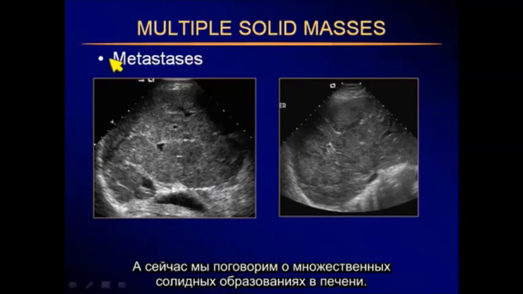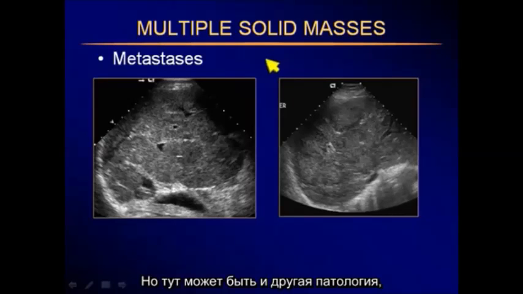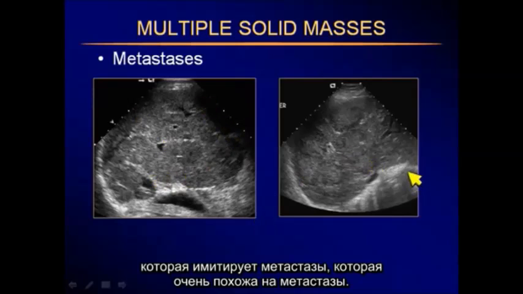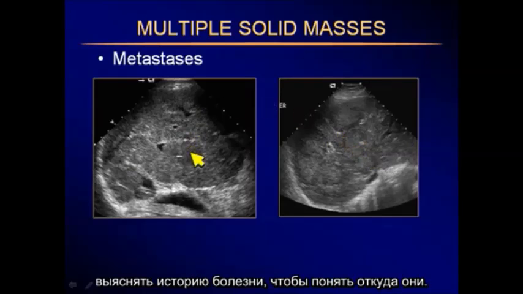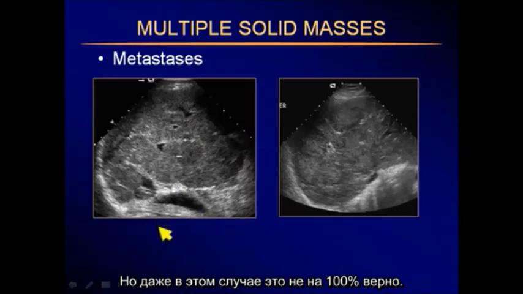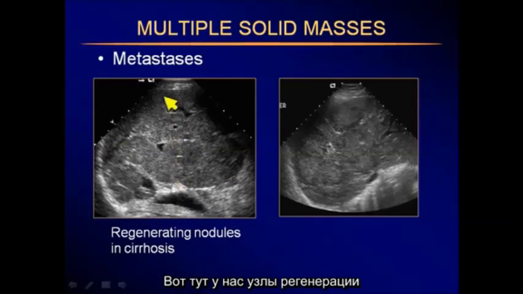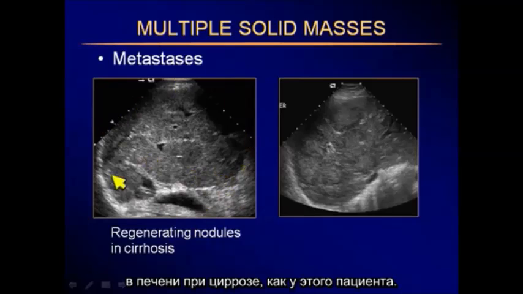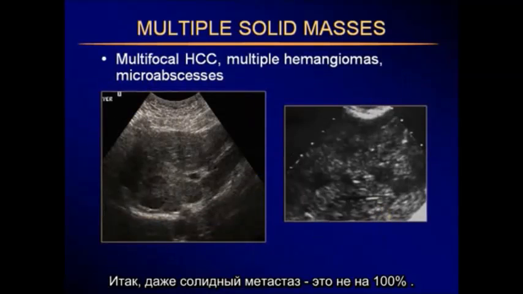Now, when we talk about multiple solid masses in the liver, the differential diagnosis is metastasis, metastasis, metastasis. But there are other pathologies that can mimic this. Usually we would say metastasis and we would want to have a history to see what's going on. But it's still, even in this case, not 100%. We can have regenerating nodules in a liver in cirrhosis like this patient had, and this patient has lymphoma masses within the liver. So even solid metastases are not 100%.